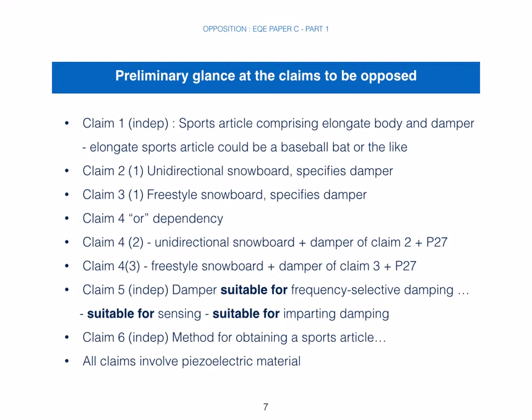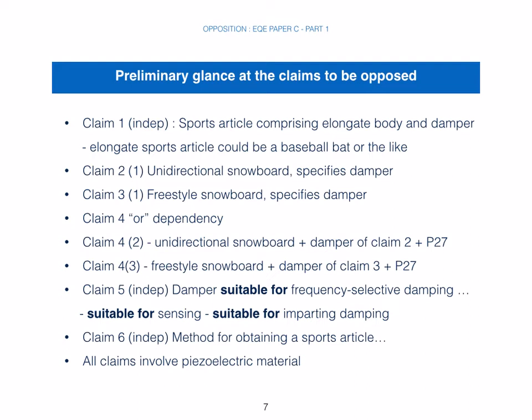Claim 3 depends also on claim 1 only, and it's a sports article, this time a freestyle snowboard, and it specifies also the features of the damper. With claim 4, we have a sports article according to claim 1 or claim 3, so we have an alternative claim dependency. This makes it two separate claims for an analysis.